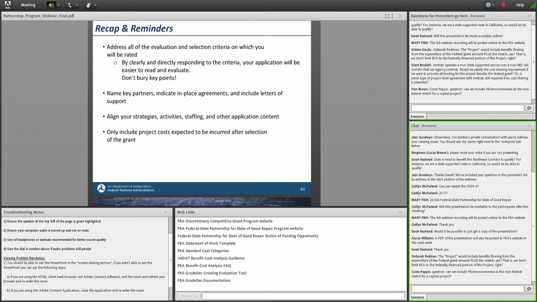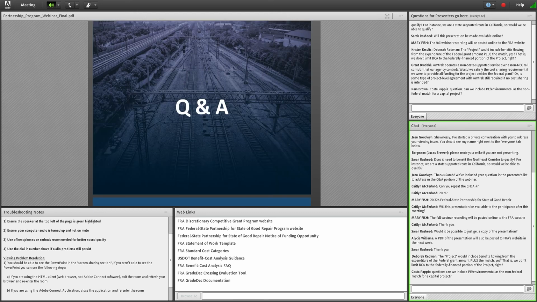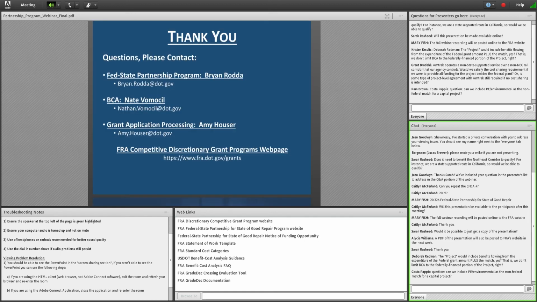Be sure that you name your key partners. That's especially important in this one since having other eligible applicants is an important preference. Also indicate any in-place agreements that you may have, as well as include those letters of support. Again, align your strategies, activities, staffing, and other application content, and only include those project costs that are expected to be incurred after selection. So with that, we're going to start with our question and answer period, and I believe we're going to start first with the advanced questions.